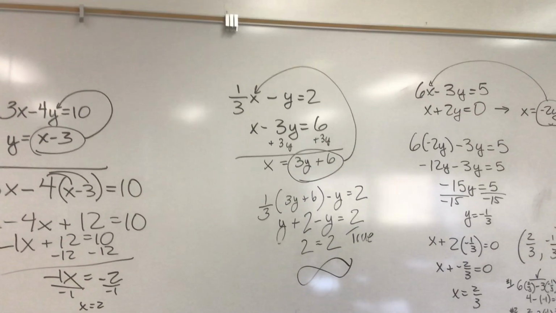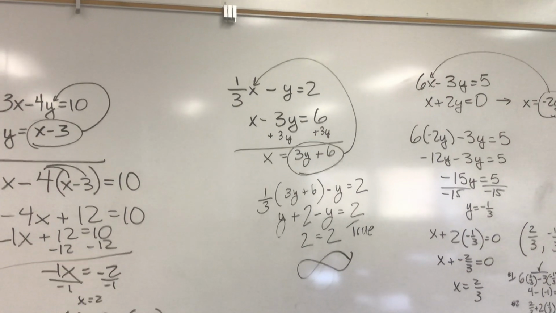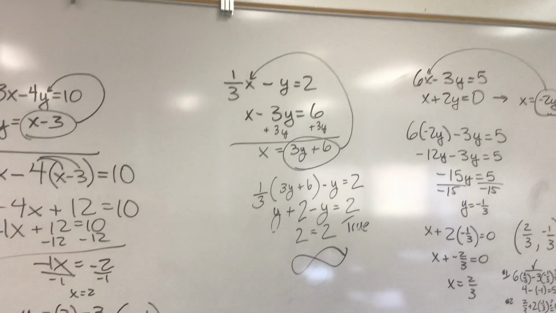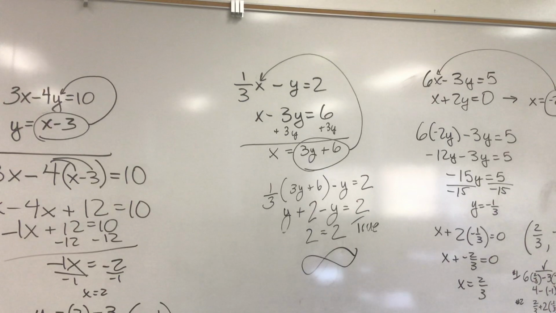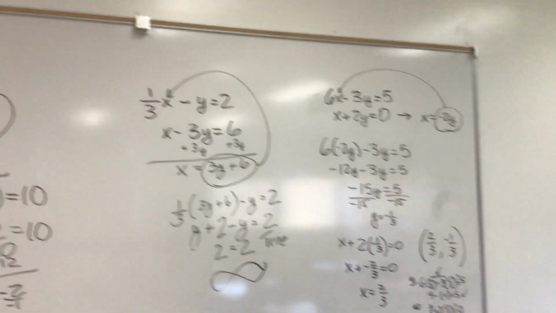If I would have gotten a false statement, then I would know there's no solution. That would have told me that the two lines I was working with were parallel. All right, let's do one more.